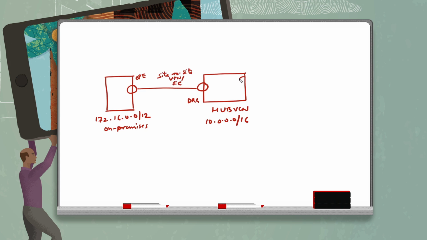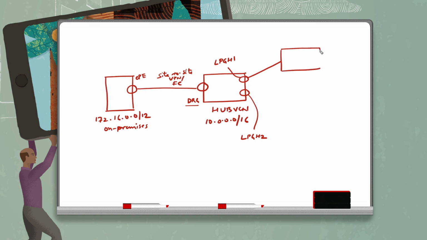Now there are also 2 local peering gateways here. I am representing it by this name, LPG Hub 1, and this is your LPG Hub 2. So these are the local peering gateways. This is the dynamic routing gateway. So there are 2 spoke VCNs in this case.